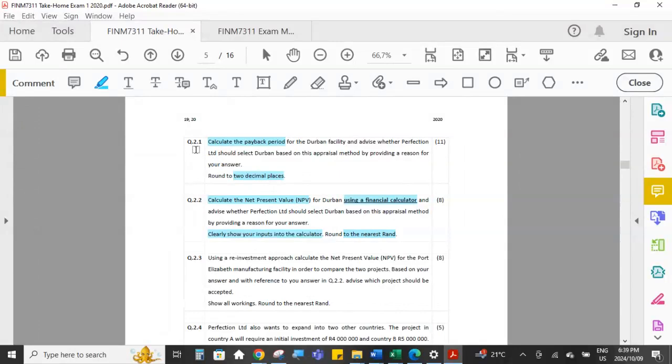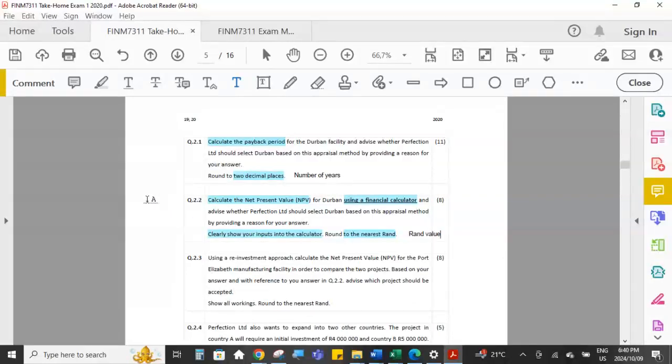That's because our answer to question 2.1 is number of years. Payback period's answer is always number of years, whereas a net present value calculation is always going to be a rand value. Okay. And it's exactly like calculating the present value of a mixed stream of cash flows. That's really exactly what we are doing in this question here.